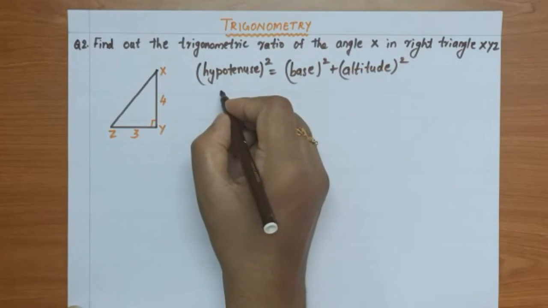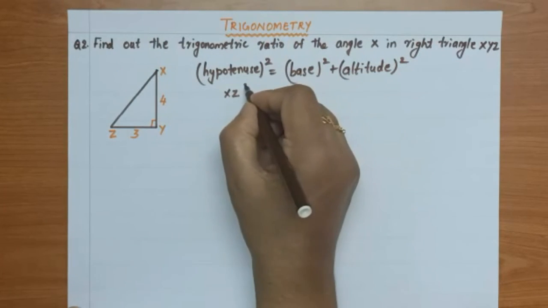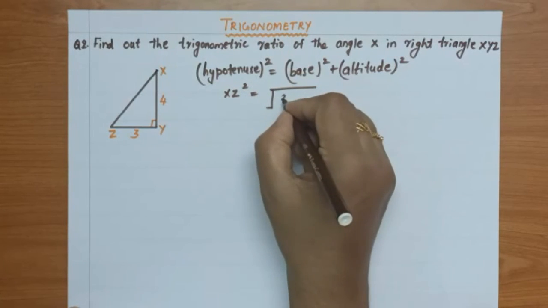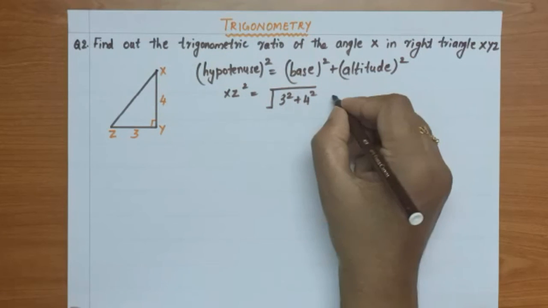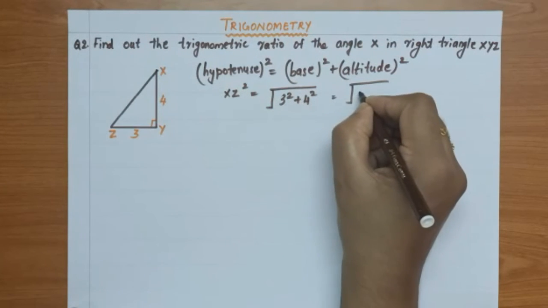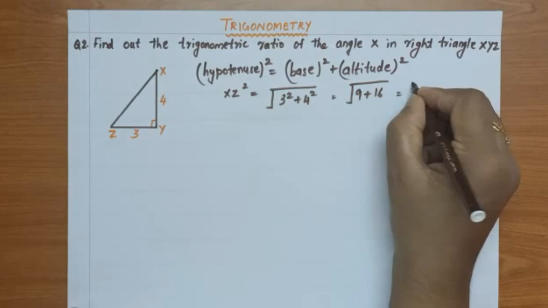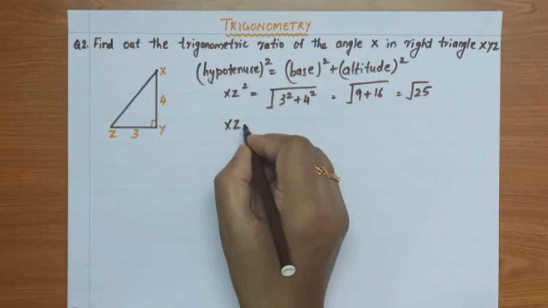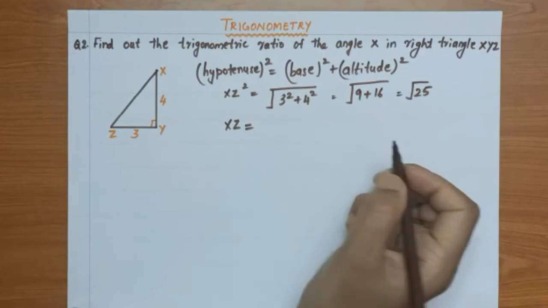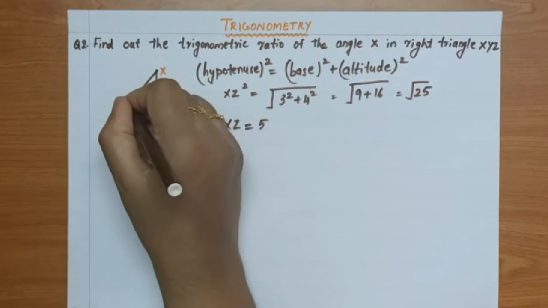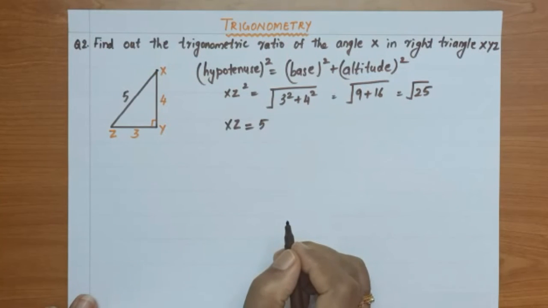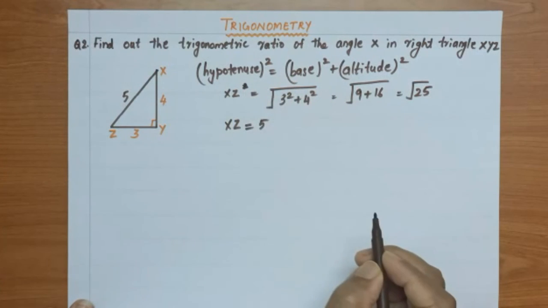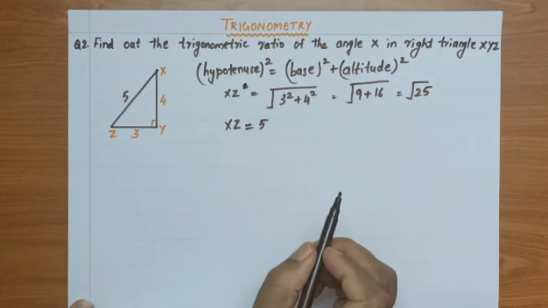So, hypotenuse we have to find out, that is XZ equal to square root of base square plus altitude square. Base is 3, so 3 square plus 4 square. That means square root of 9 plus 16 equal to square root of 25. So, XZ equal to square root of 25, that means 5. The hypotenuse we got is 5.